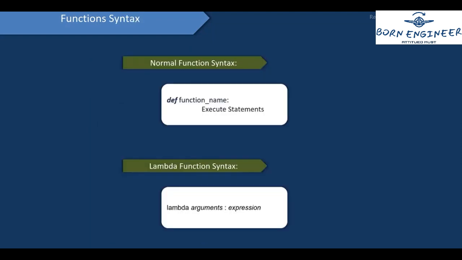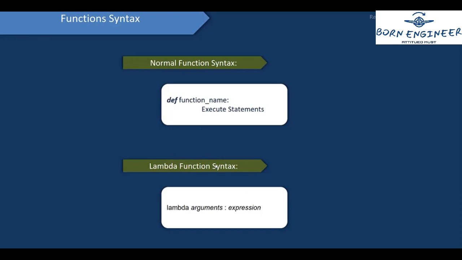Now in Python, you basically have two types of functions. One is the normal function, and that normal function can be declared like this. You'll type in def, which stands for definition. This is the keyword, and you will follow it up with the function name. And inside this, you will give in all of those statements or the block of code which is part of this function.